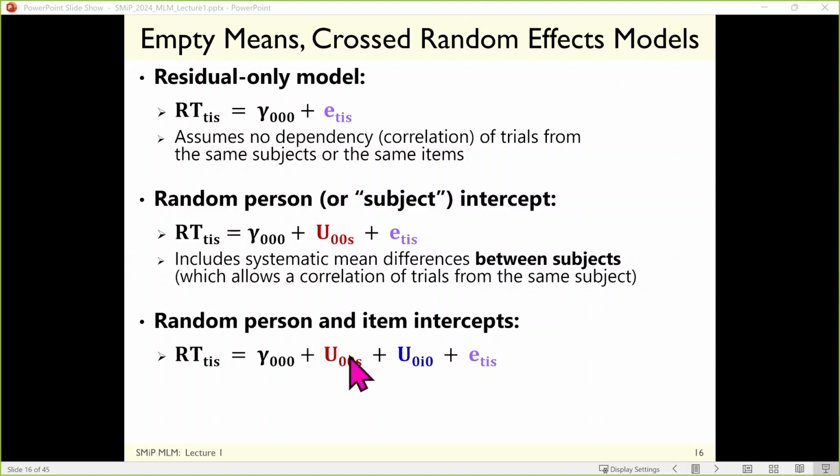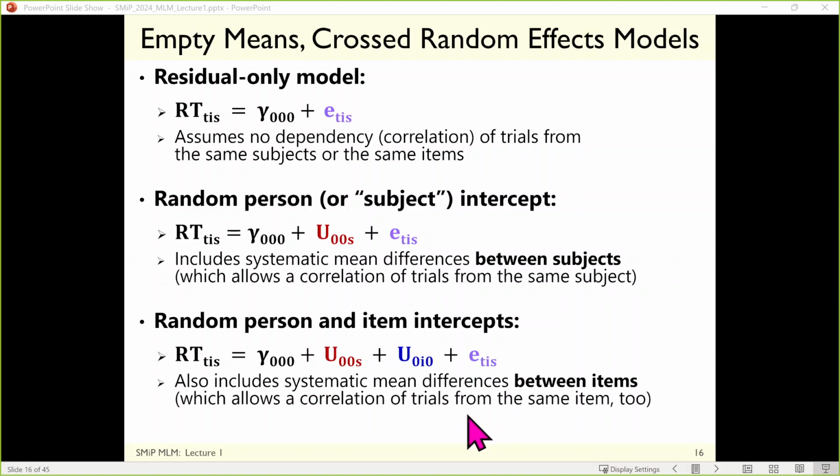So F1 ANOVA would only have the red U across subjects. F2 ANOVA would only have the blue U across items. And the proper analysis that puts everything together would be considered this crossing of the two. So if you think about what goes into an individual trial-specific response here, it's some kind of overall intercept. So what is the mean? And then you get a bump based on who you are. So people who are slower than others, their U would be positive. People who are faster than others, their red U would be negative.